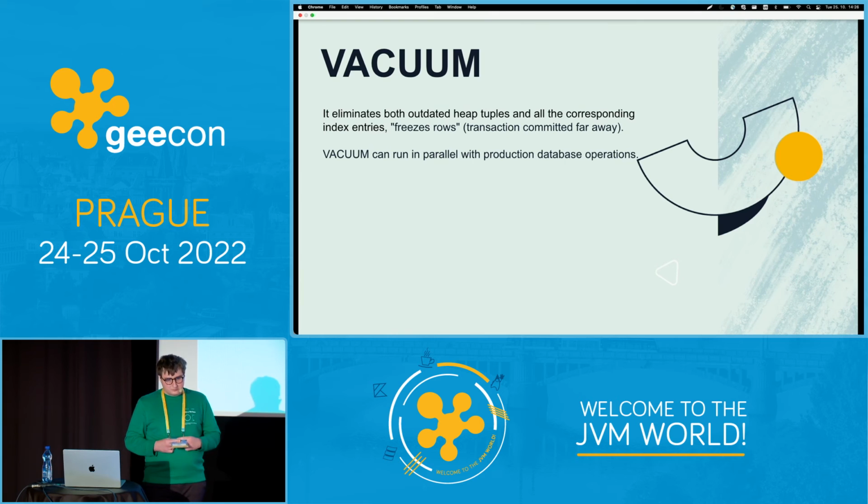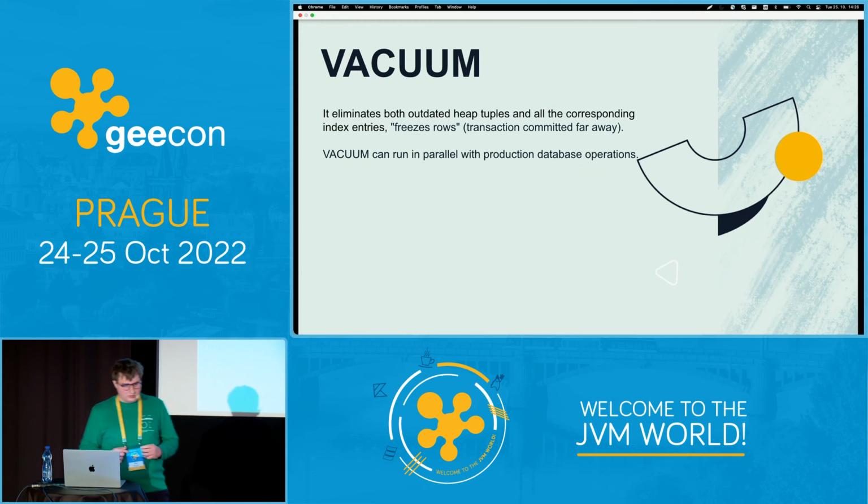So now you have to clean your database, and Postgres provides the vacuum operation. What it does, first it eliminates outdated tuples, and also it freezes rows, which means that it resolves this problem with ID wraparound.